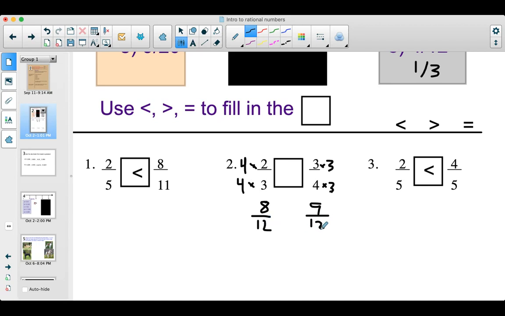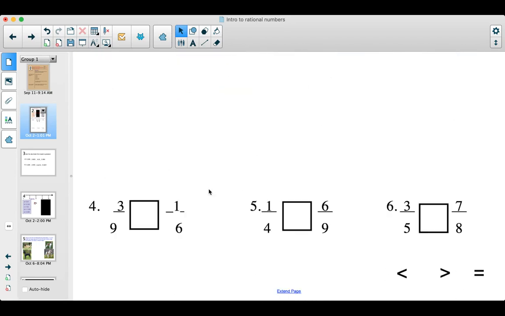Now that the denominators are the same, I can just compare the numerators, right? They're cut into the same size pieces now, but 9 out of 12 is more than 8 out of 12. Okay, so 8/12 is bigger. Or sorry, 9/12 is bigger, or 3/4. Okay. All right, let's do a couple more.